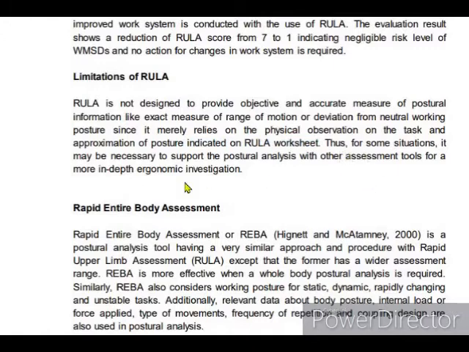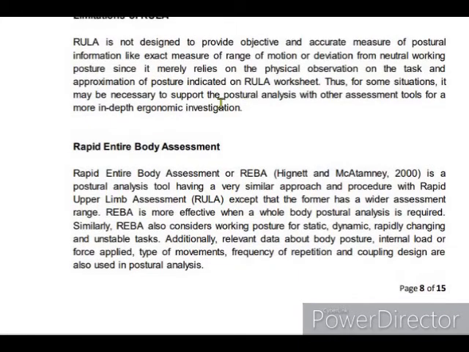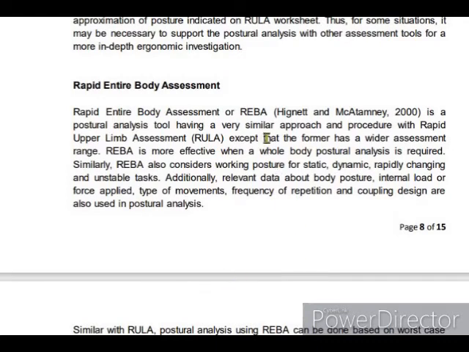So, thus, for some situation, it may be necessary to support the posture analysis with other assessment tools for more in-depth ergonomic investigation. Okay? Kaya nga ito, pumapasok na ngayon yung Rapid Entire Body Assessment o yung REBA. Okay? Halimbawa, hindi sapat yung RULA, o gagamit tayo ng REBA. So, ano ba itong REBA? So, ayan, ang nag-invento ay si Hignett and McAtamney. So, si McAtamney pa rin, okay? 2000. So, is a posture analysis tool having a very similar approach and procedure with RULA.